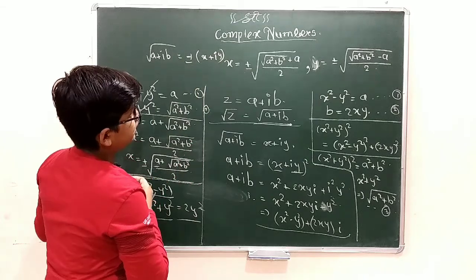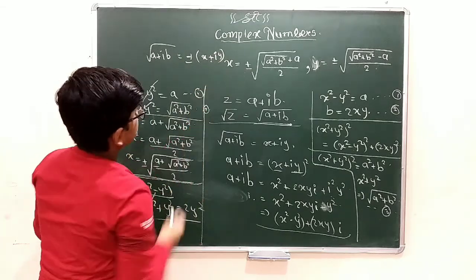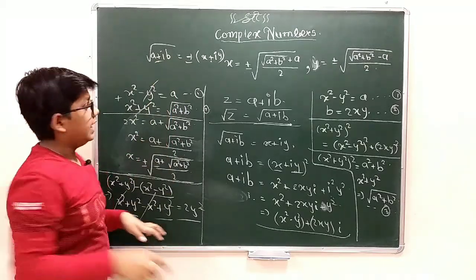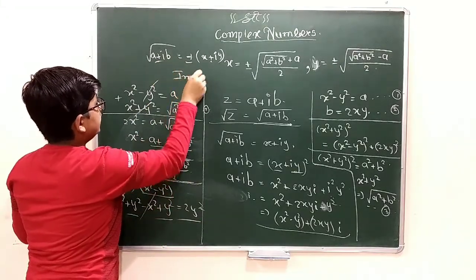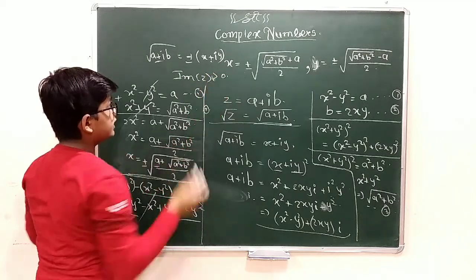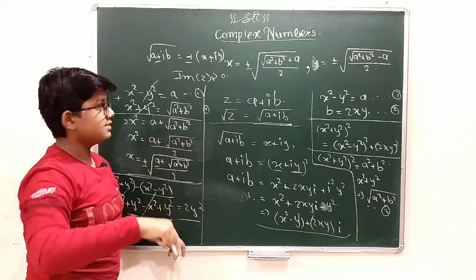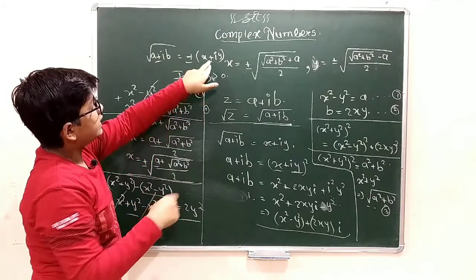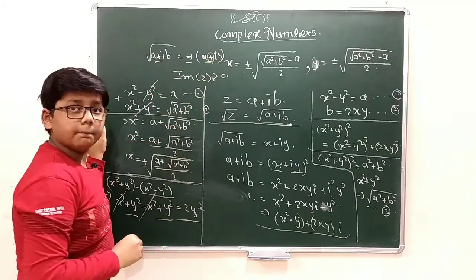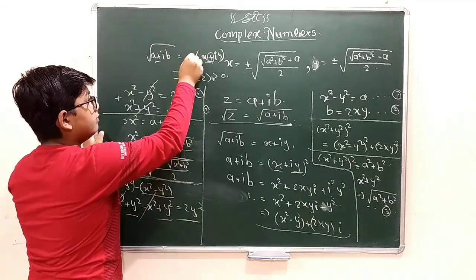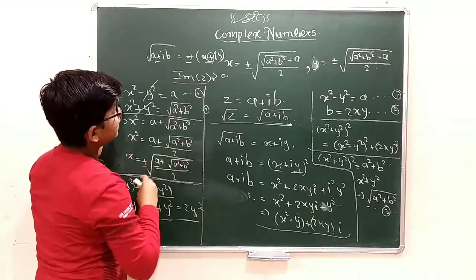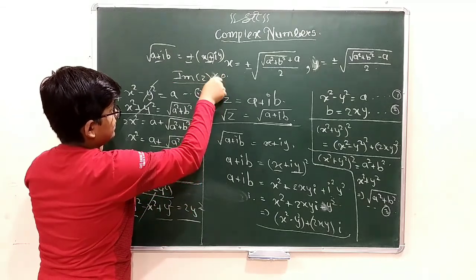Now you may have the question: suppose the value of ib is positive, that is, the imaginary part of z is greater than 0, it is positive. Which means that in the answer we will get, this sign is the main sign, positive, but this sign will be plus or minus. But what happens if the imaginary part of z is lesser than 0?